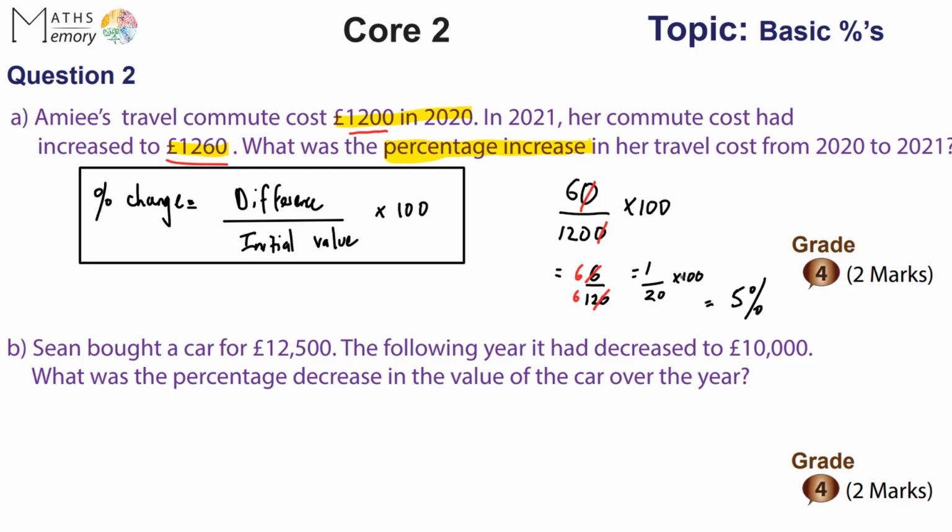That's something you should know. 1/20th is 5%. So that's how much her commute went up that year. Okay, so look back at that formula. 5%.